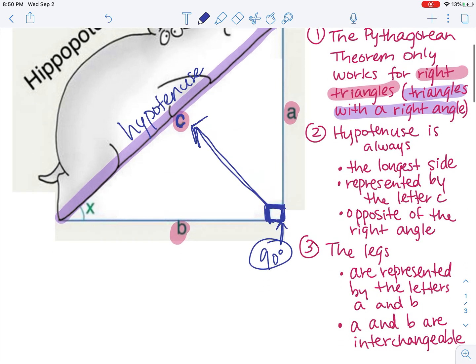When it comes to the legs, we have a little bit more freedom. The legs are represented by A and B, and they are also interchangeable. So if I had labeled this differently, I could have labeled this A and this B. It doesn't matter which one goes where. C is always the hypotenuse, but the location of A and B can change.